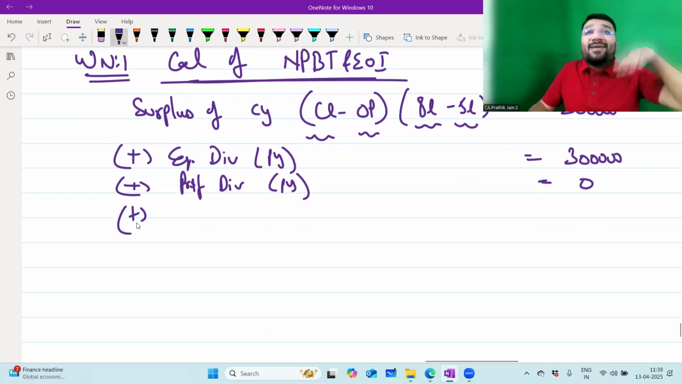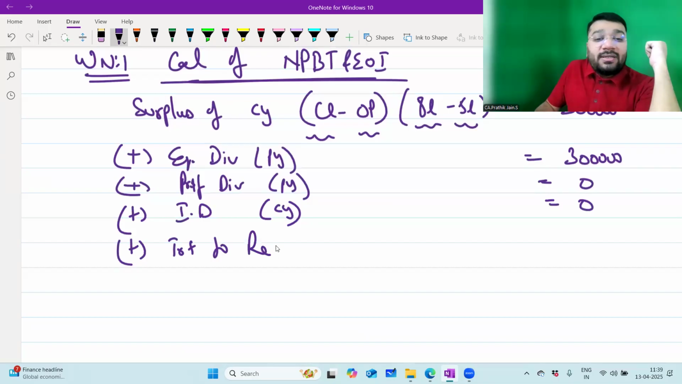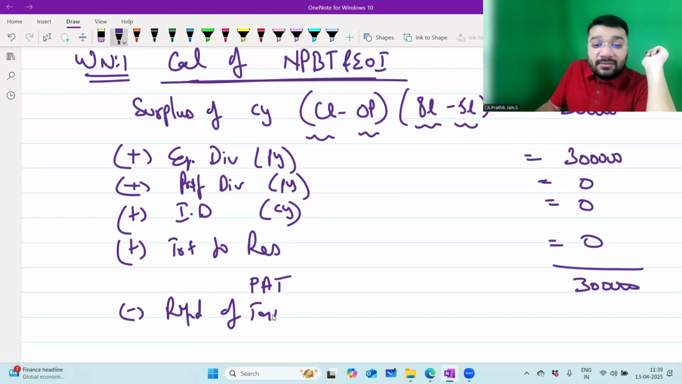Now add. Go in the same order. Reverse. What is the last but third item? Interim dividend. Which year? Current year. Is it there? No. Next. Transfer to reserves. Is there anything there? No. So 3 lakh is called profit after tax. Then refund is added. To cancel refund, minus refund of tax. 0. Which year? Previous year.